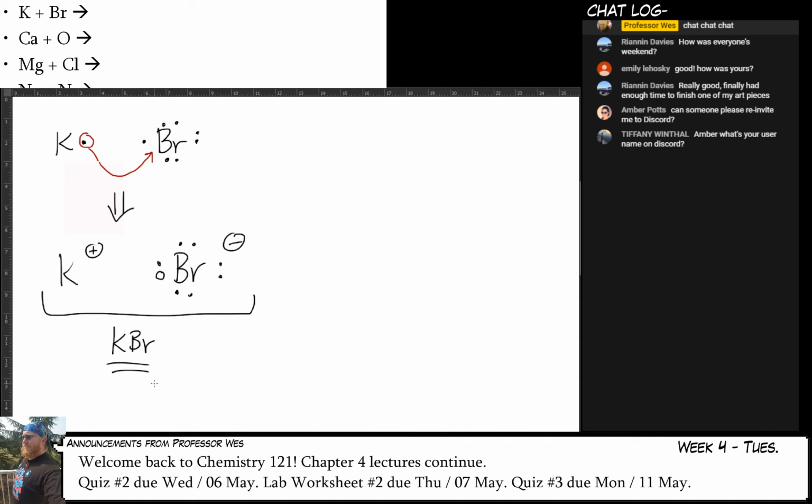Now let's do magnesium chloride. So I'm going to have to work with magnesium and then chlorine. How many valence electrons does magnesium have? It has 2, because it's in group 2A. How many valence electrons does chlorine have? Well, it's got 7, because it's in group 7A, or 17.